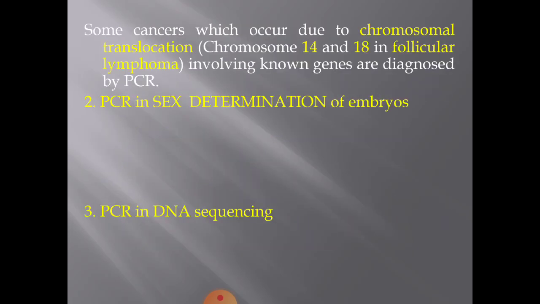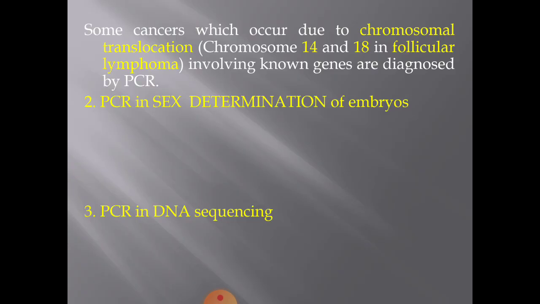Then, some cancers occur due to chromosomal translocation, especially chromosome number 14 and 18 in follicular lymphoma. There is a cancer called follicular lymphoma. Lymphoma is the cancer of lymph glands.